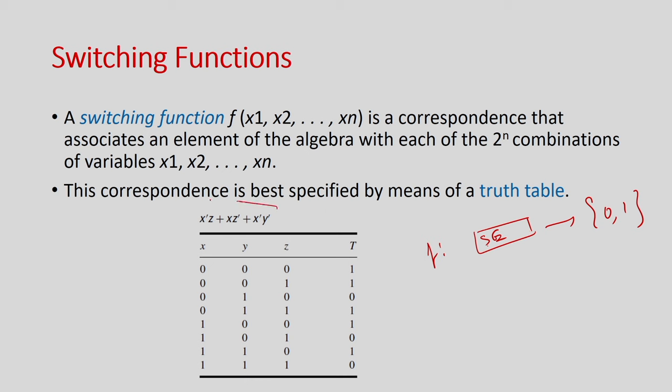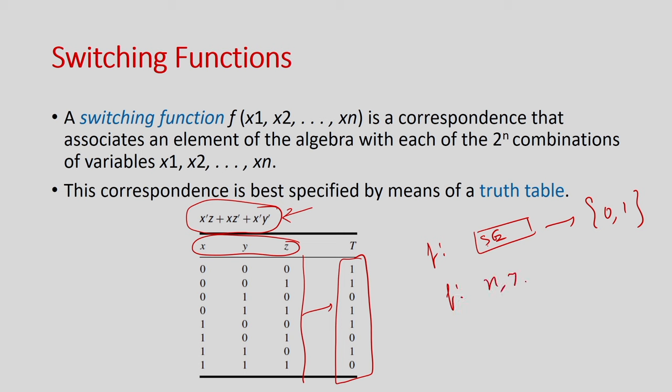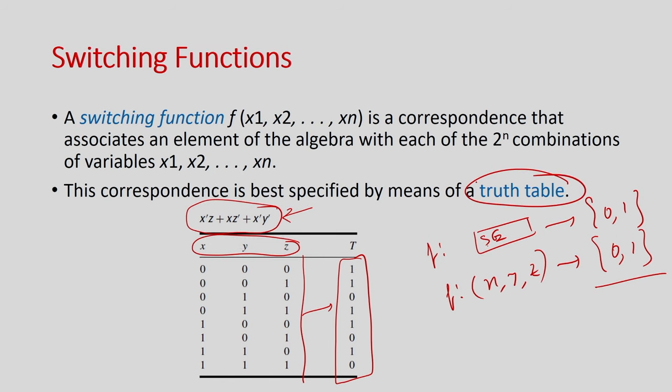Just think about a switching expression like x bar z plus x z bar plus x bar y bar. If you take all possible values, you will get all these 8 possible values, and if you compute this, you will end up getting this, right. This is the mapping of x, y, z to this. So f maps x, y, z, a domain, to the domain of 0 and 1. This is what a switching function is. A switching function maps n variables to the value 0 and 1, and this is what is called a truth table. This is how I can represent a switching function.